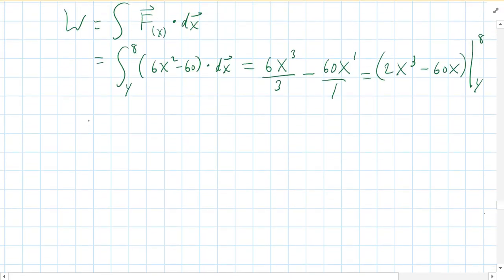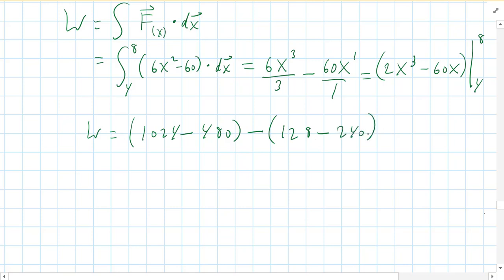So if I do this, I get the work done: 2 times 8 cubed, I get 1,024, minus 60 times 8 is 480, and then minus, and then I got to plug the 4 in. 4 cubed times 2, I get 128, and then minus 60 times 4 is 240. And so this ends up being 544 minus negative 112, and I get a positive 656 joules.